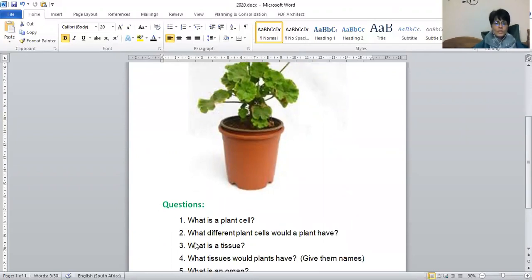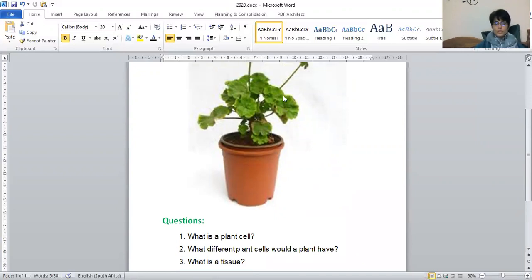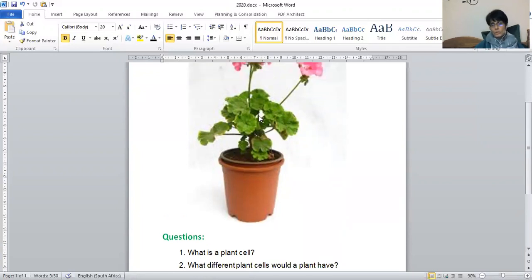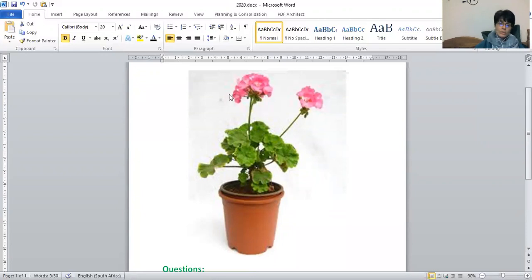All right, so next question. What is a tissue? All right, so you might remember this from grade 8, that a tissue is a group of cells with a similar structure that do the same job. So what plant tissues would there be? So you might have said something like leaf tissues, root tissues, stem tissues, transport tissues, flower tissues. Okay?